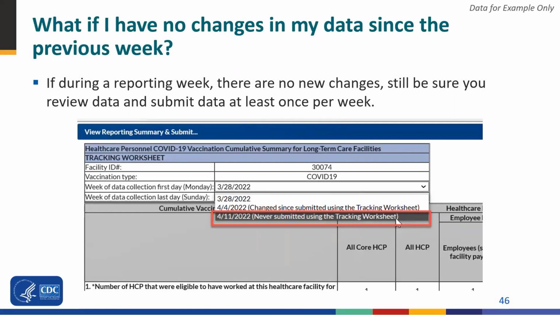So in this example here, if it was April 10th and I'm entering my data for week ending April 11th, even though I didn't have any new admissions or discharges, I'll still go click that week here, review the totals, and click view reporting summary and submit.